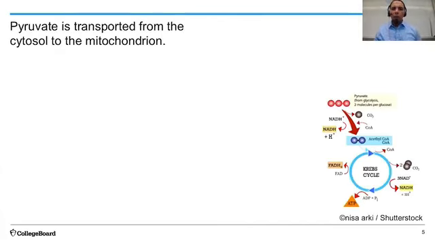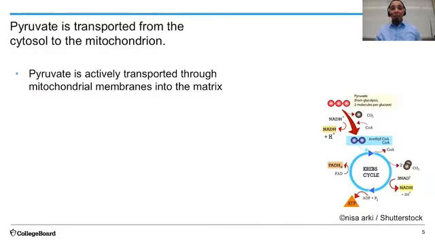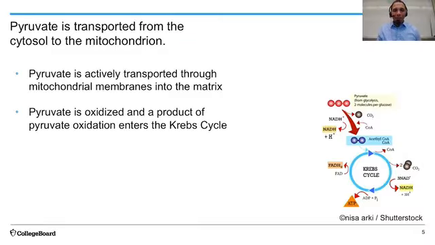So let's talk about pyruvate a little bit more. So pyruvate is transported from the cytosol to the mitochondrion. And so pyruvate is actively transported, all right? So active transport, going against the gradient, through the mitochondrial membranes into the matrix. There's a lot of M's in that sentence. And so then the pyruvate is oxidized, right? We talk about oxidation, losing electrons, and the product of that pyruvate oxidation can then enter the Krebs cycle. Again, I would draw this picture out, annotate it.